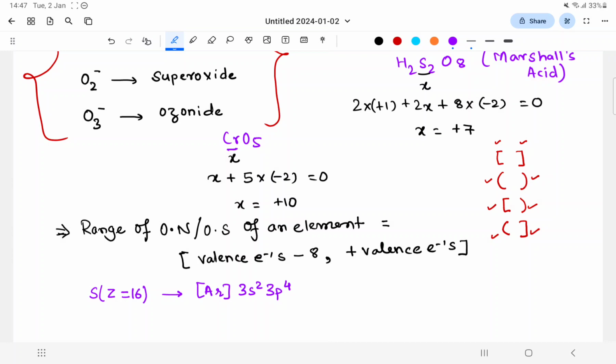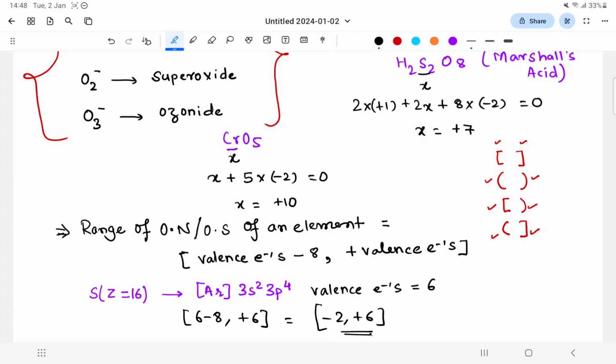Now if you check the electronic configuration of sulfur, you can see how many valence electrons are there, guys. The total valence electrons that will be coming here will be 6. The valence electrons being 6, you can easily calculate the range of oxidation number of sulfur, which will come as 6 minus 8 to plus 6, and it will be how much, guys? Minus 2 to plus 6, which means that sulfur can take any value of oxidation number which lies between minus 2 to plus 6.